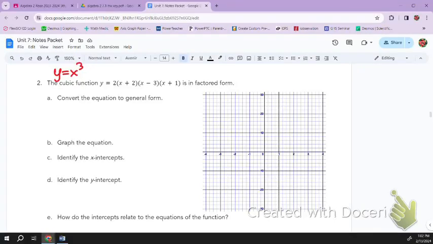And we're starting with a cubic function, and it's in factored form. So now we need to convert this equation to our general form or our standard form. Ideas on how we're going to get this started? Ideas. Put it in Desmos. We will put it in Desmos, but right now we have to convert it to standard form.